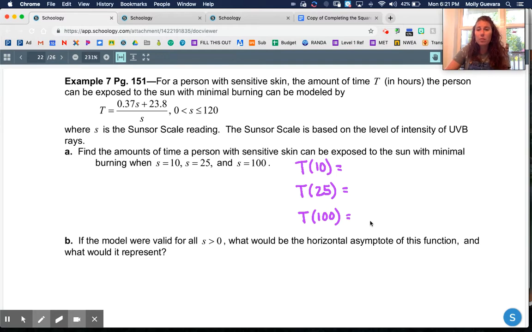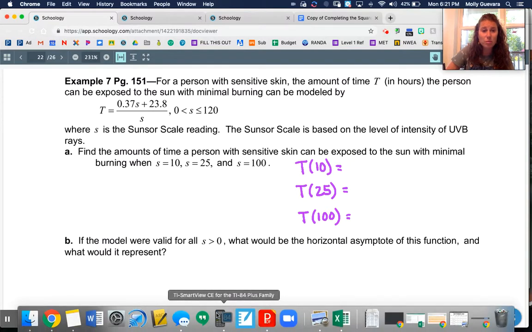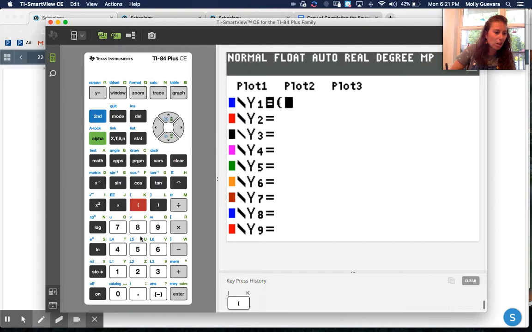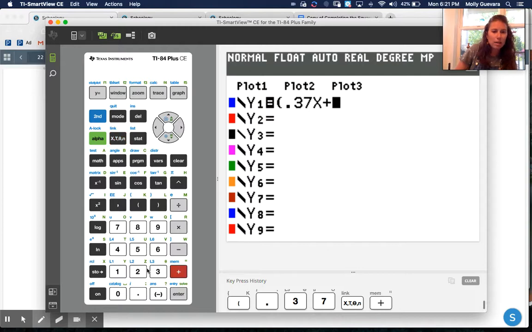Now I can plug this in and solve it or whatever, or I can just graph the equation and then use my value feature to find what this is. So let's do that because that sounds way easier, right? So I'm going to graph this. The top of the fraction is 0.37x plus 23.8, and then that's divided by x.